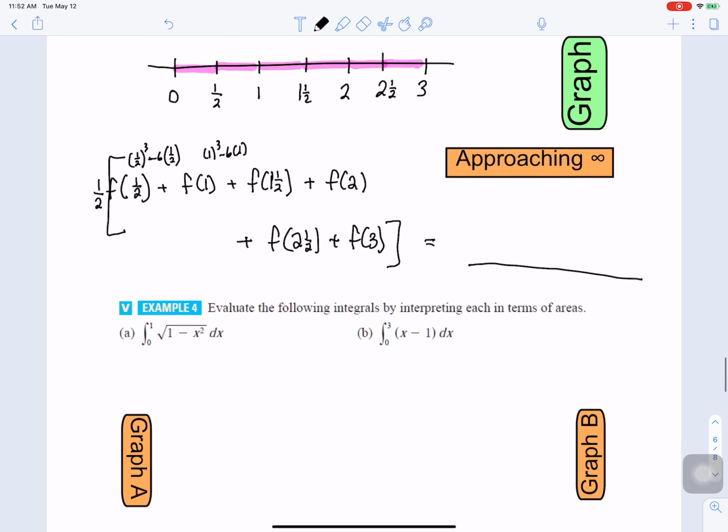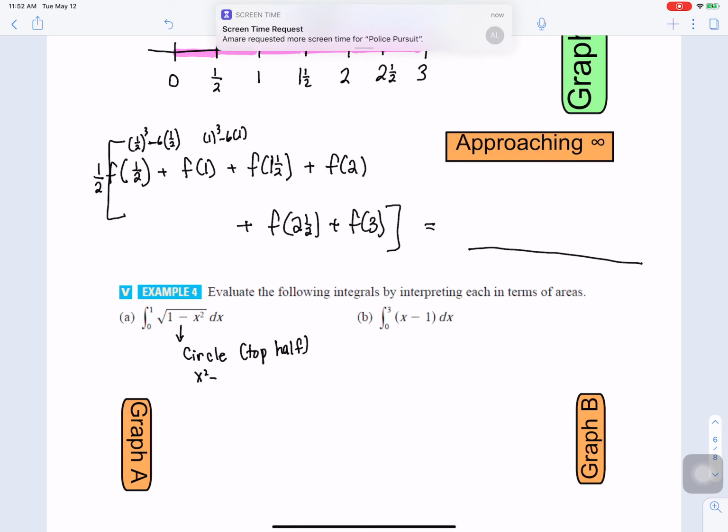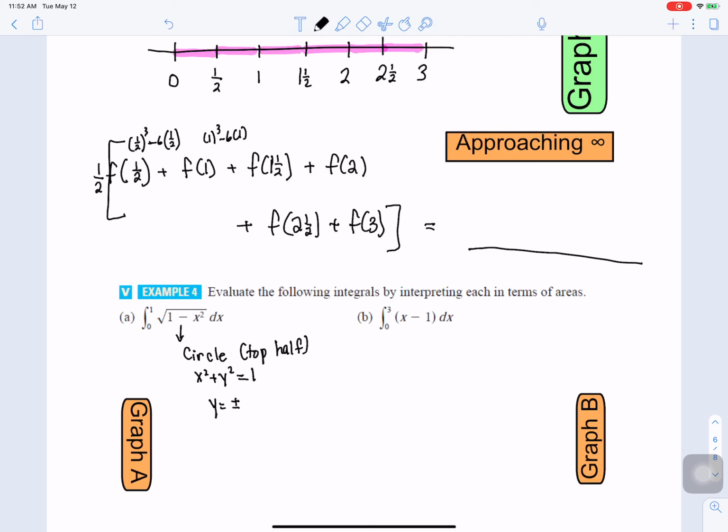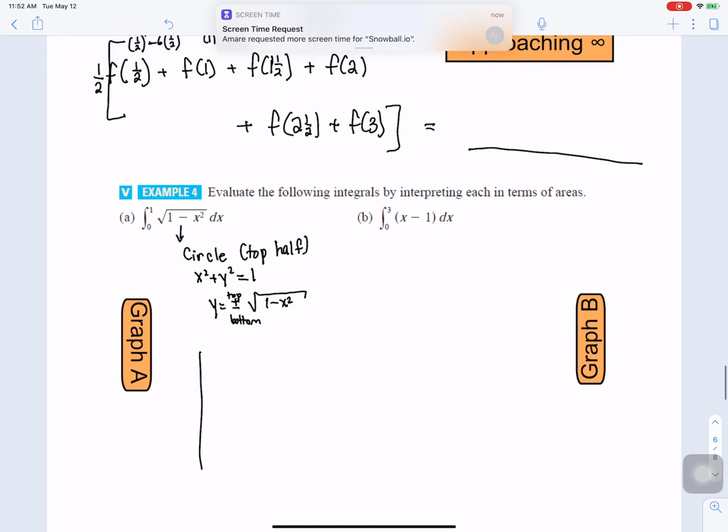Example 4. Evaluate the following integrals by interpreting each in terms of areas. So you need to know, what is this function? This function is a circle, but it's only the top half. If I look at the top half, I get x squared plus y squared equals 1. I rearrange, I get y equals plus or minus root 1 minus x squared. The positive means the top, and the negative means the bottom, and those two halves form your whole circle. So literally in this example, I have the top half of a circle.